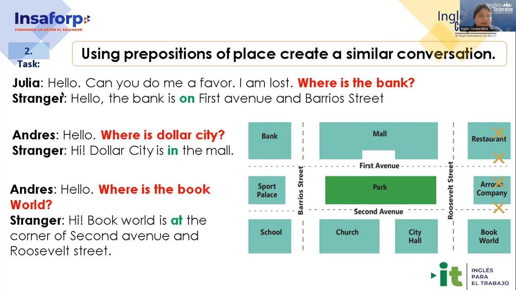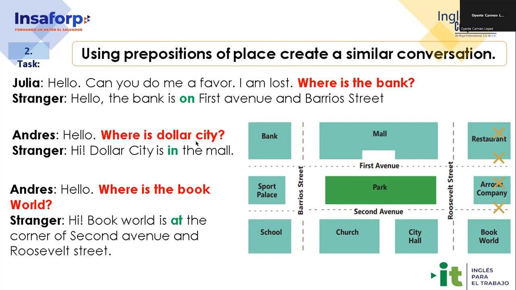Okay? Okay, so now let's repeat the dialogues. Hello, can you do me a favor? Favor. Can you do me a favor? I am lost. Estoy perdida. I am lost. Where is the bank? Hello. The bank is on First Avenue and Barrios Street.